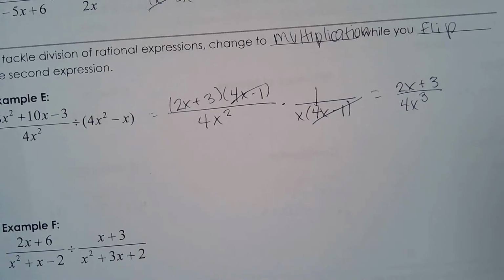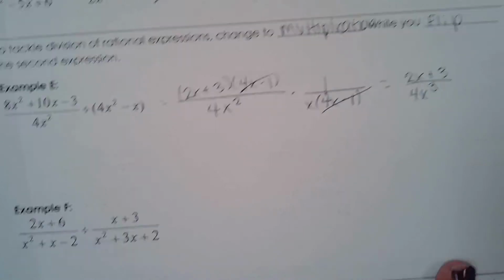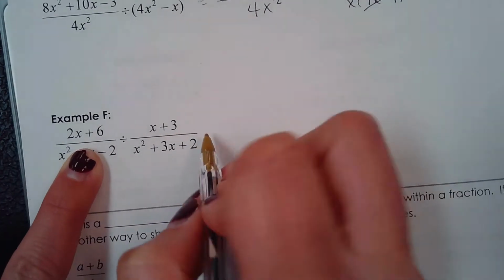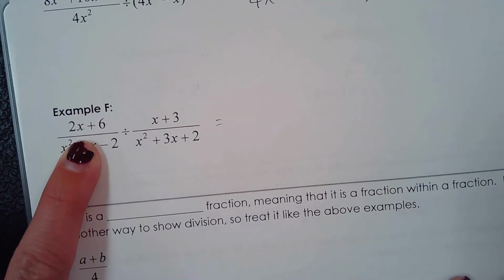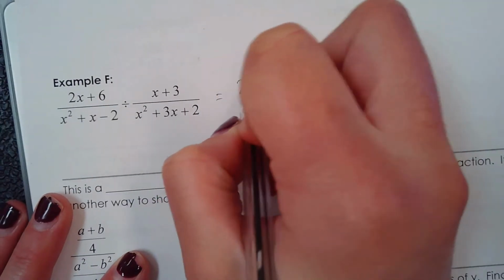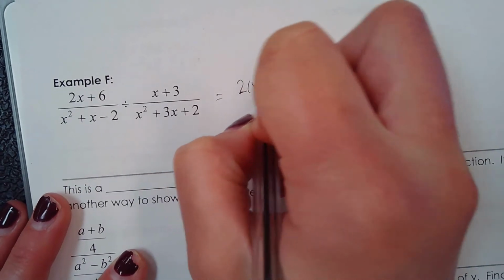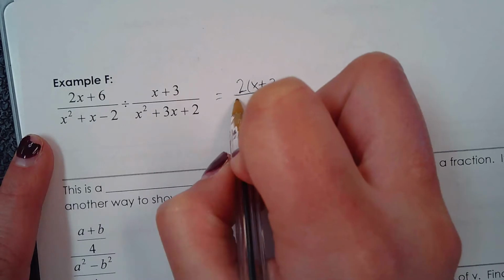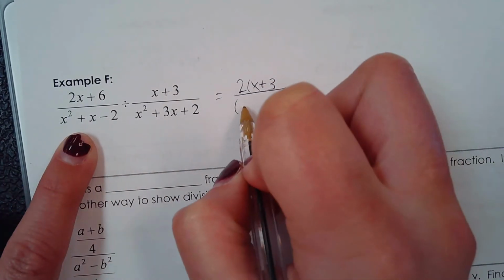Is that okay? Questions? All right, so then the next one, you're dividing again, so I would try to factor and then flip, multiply by the second one. So what can you pull out for the top one? A 2, so that's going to give you 2 times what? And then on the bottom, what will that factor into? Factors of 2 that subtract to be 1.